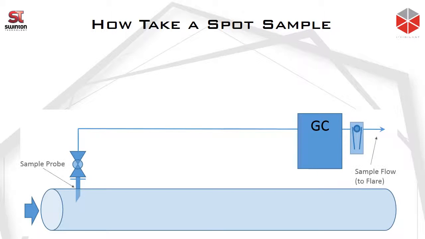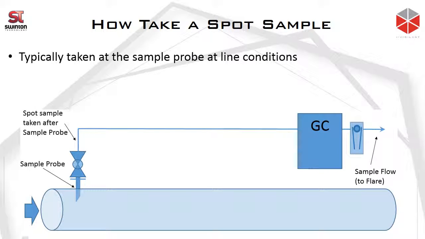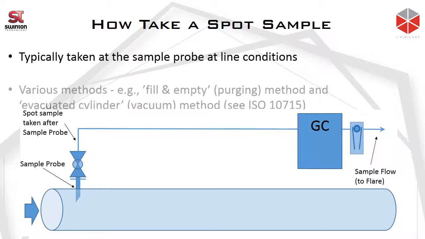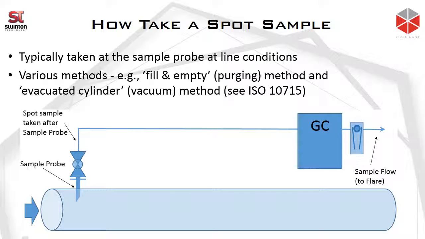The spot sample is typically taken just after the sample probe, and so that will be at line conditions. There are various methods of taking a spot sample. These are all described in the ISO 10715 standard, but it's important to have a good method and a good procedure to make sure the spot sample is representative of the actual gas in the pipeline. There's sometimes a risk of taking a bad sample. For example, there's a risk of air contamination, especially if you're using the purging method.